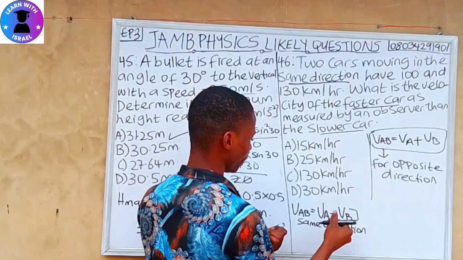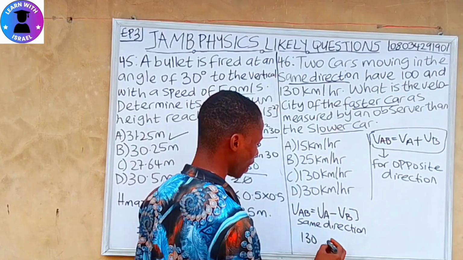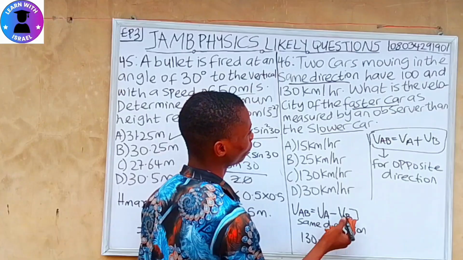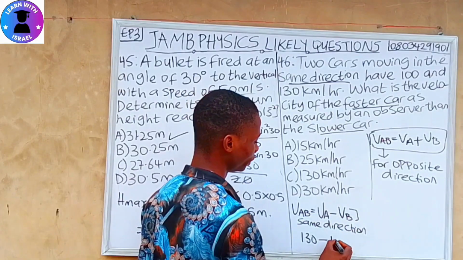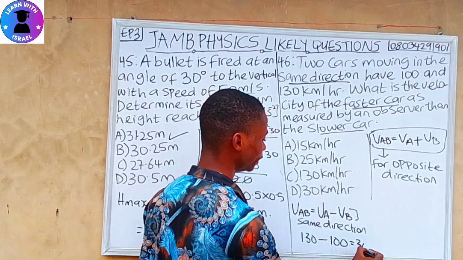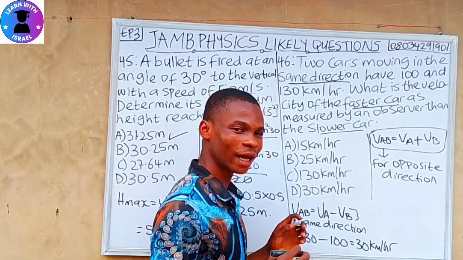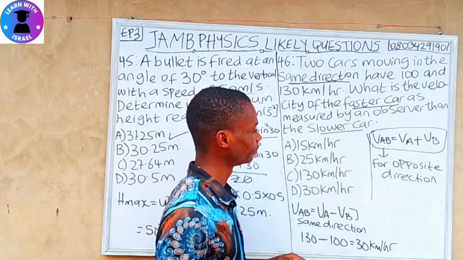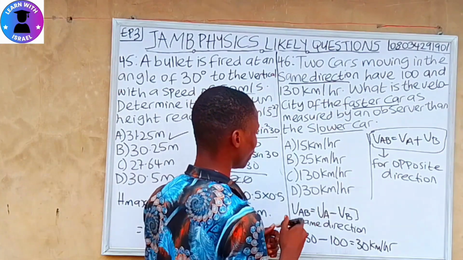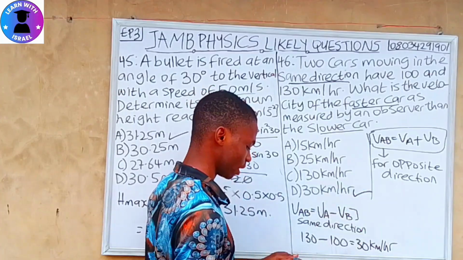So our VA is 130 km per hour minus our VB, which is the slower car, 100. So 130 minus 100 will give us 30 km per hour. I hope that is simple and clear. So let's check our options. Yeah, you can find it in option D. 30 km per hour is the correct answer.